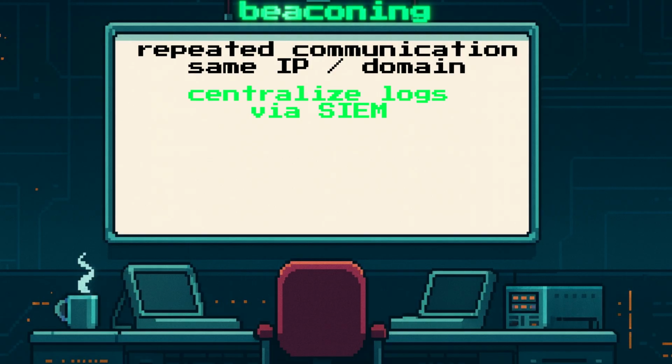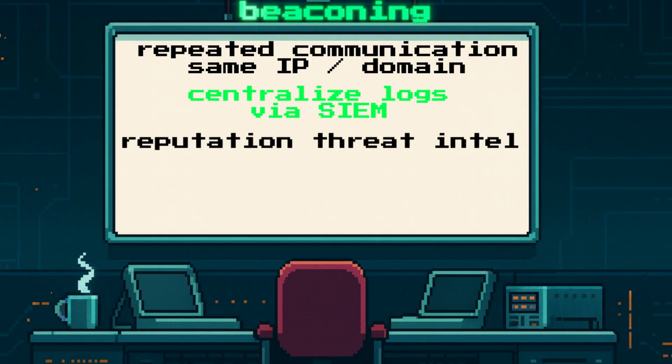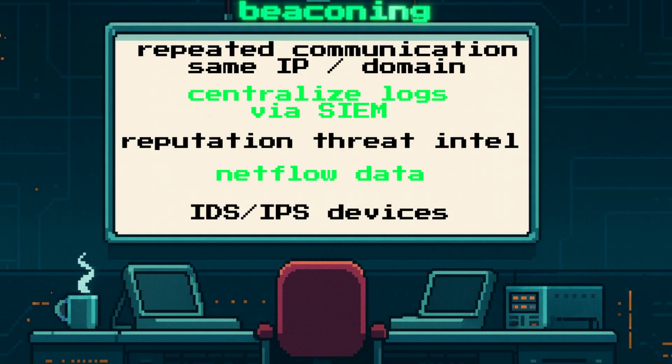Centralize your logs with a SIEM solution. This lets you query connection patterns and enrich them with threat intelligence, like IP and domain-based reputation. Analyze NetFlow data for timing, frequency, and packet size consistency. Beaconing often leaves behind rhythmic footprints. Use IDS or IPS tools to detect known C2 signatures or behavioral anomalies tied to beaconing.